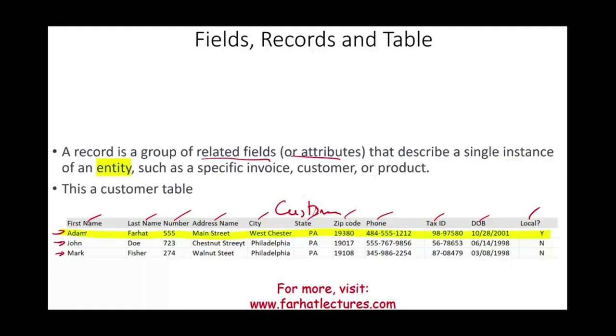Now, when we say an entity, just know that it describes a single instance of an entity. Sometimes we could use the word table, we could use the word entity, but if we're dealing with a complete database, we're dealing with a table. So it's basically the same thing.